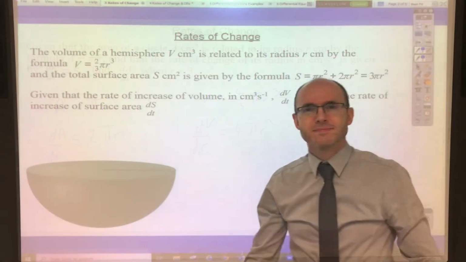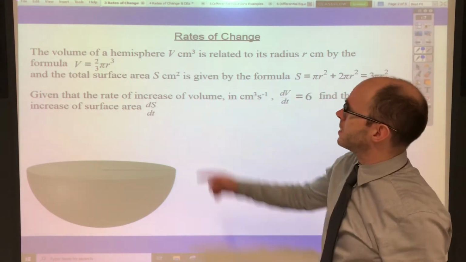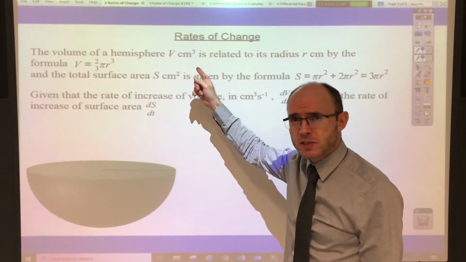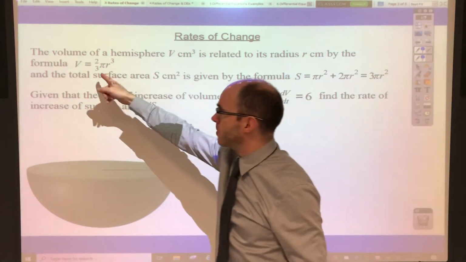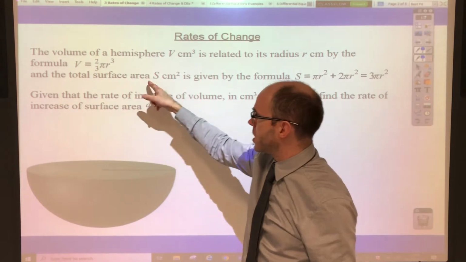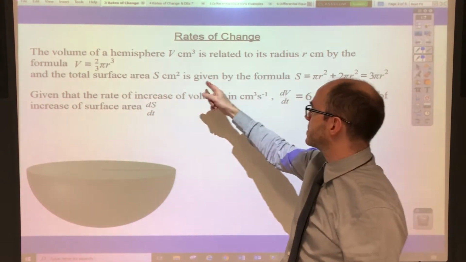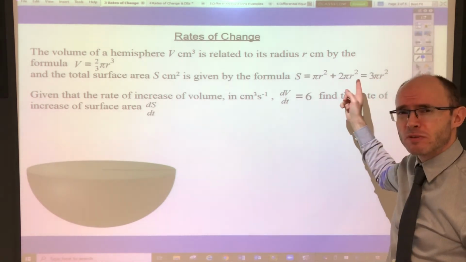Right, let's do another rates of change question, shall we? So in this question, the volume of a hemisphere V, cubic centimetres, is related to its radius r centimetres by the formula V equals 2/3 pi r cubed. And the total surface area S square centimetres is given by the formula S equals pi r squared plus 2 pi r squared equals 3 pi r squared.